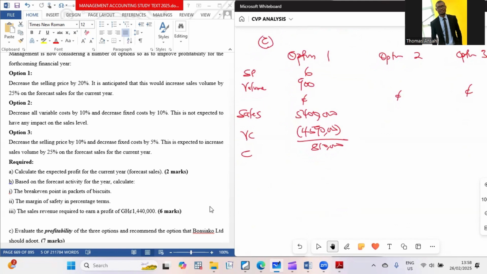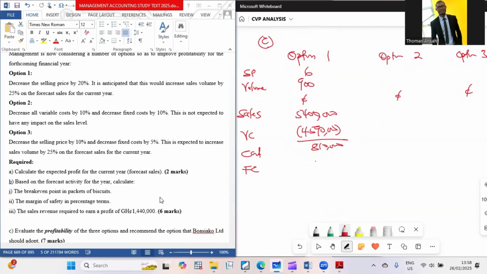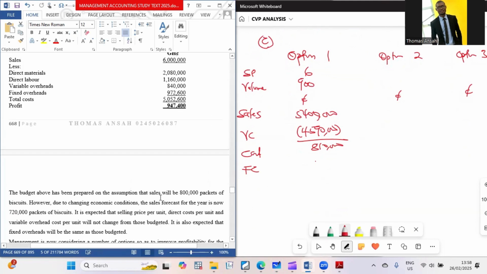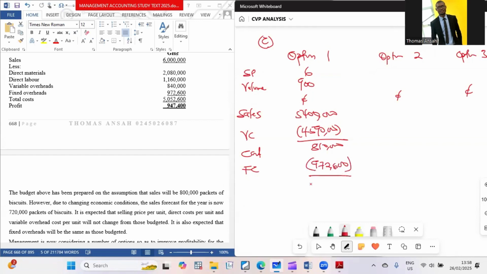And the fixed cost remains the same. Fixed cost never changed. Fixed cost doesn't change. Just 972,600. This is a loss. To give me a loss. So profit loss. So 810 minus 972.6. That gives me a loss of 162,600. That is it for the first one.